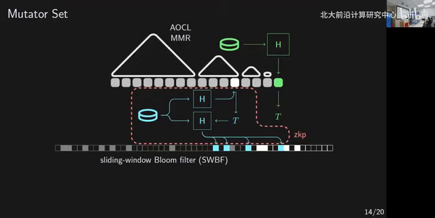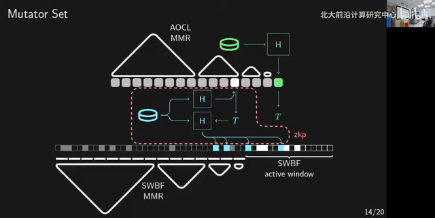But the inactive part, that's for old UTXOs, which are only being spent relatively rarely. And so we want to chunk that into subsequences of bits, and those chunks go into another Merkle mountain range. So the sliding window Bloom filter consists of a Merkle mountain range and the active window.